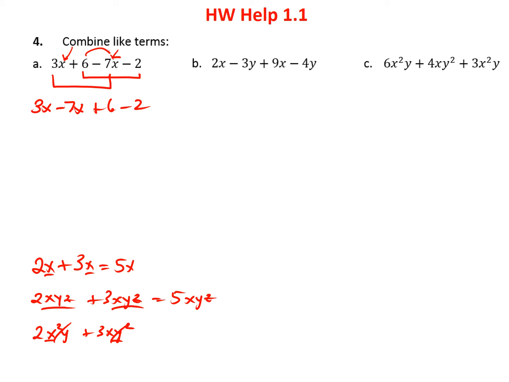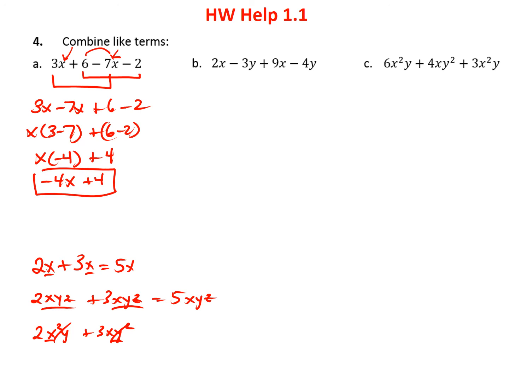Now, in theoretical terms, often what a person is supposed to do here is to do the reverse of the distributive property and say, well, this is x times 3 minus 7 plus 6 minus 2. And then I can say this is x, 3 minus 7 is negative 4. And this is 6 minus 2 is 4. And so I can end up writing minus 4x plus 4 as the answer.